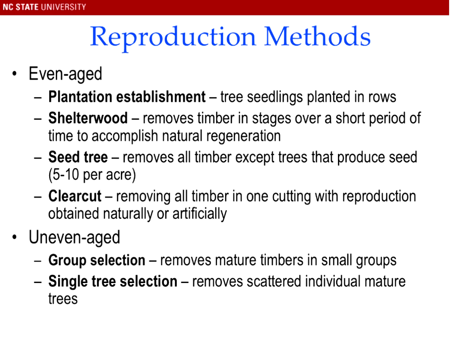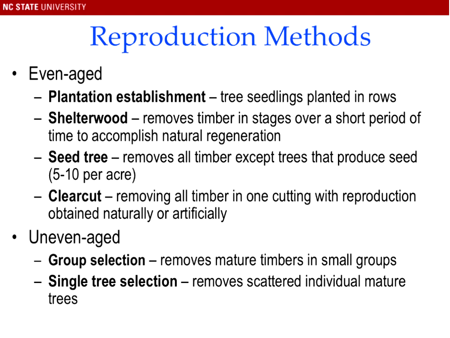So for even aged, the reproduction methods can include establishing a plantation where trees are usually planted in rows, or doing a shelterwood system where in the shelterwood system the large timber from the previous stand is removed in stages over a fairly short period of time to accomplish natural regeneration. So trees are left for the purpose of dropping seed to accomplish natural regeneration instead of removing everything and planting trees.